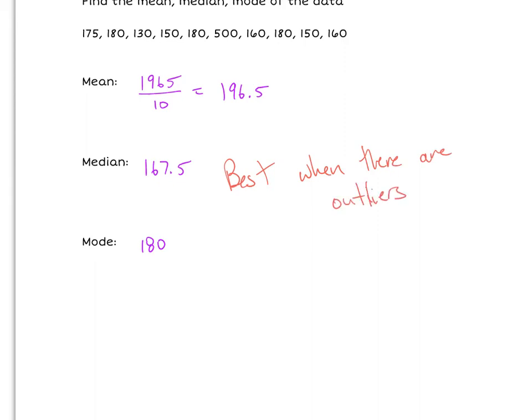So if you look at a list of numbers and there's an outlier and it says pick the best number to represent those, the median would be the best one to use. In this case, the mode is 180. But you have 175, 130, 150, 150, 160, and another 160. You have 6 numbers that are lower than that. Whereas when you look at 167.5, you have 5 numbers lower than that and 5 numbers higher than that. So that's your go-to when you have outliers. Okay?